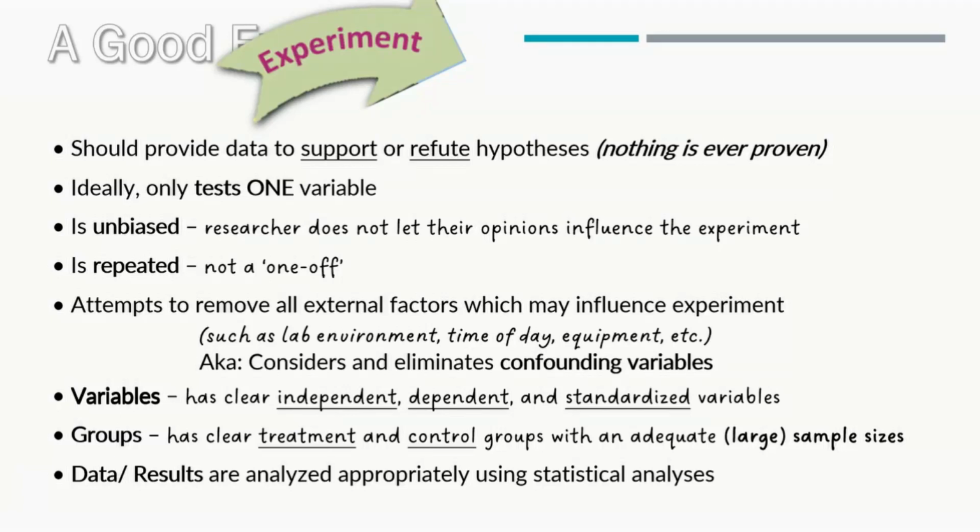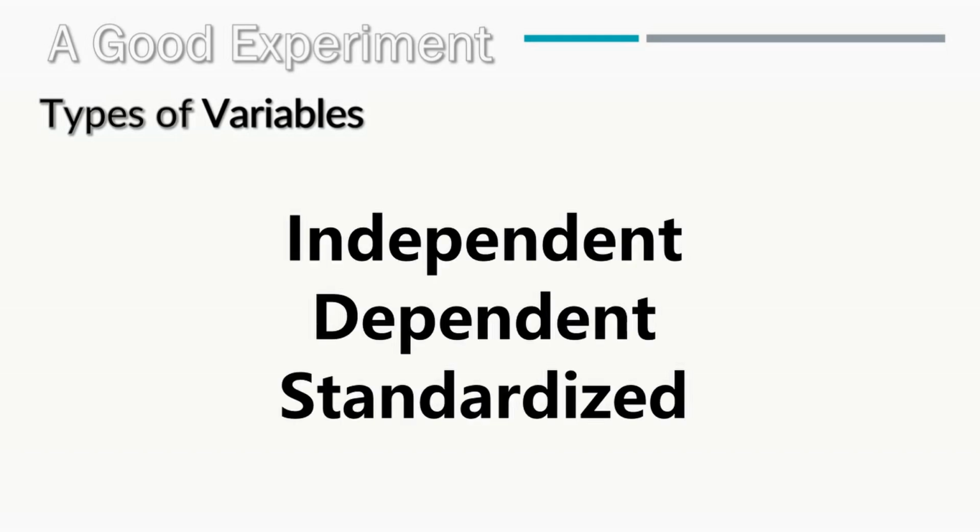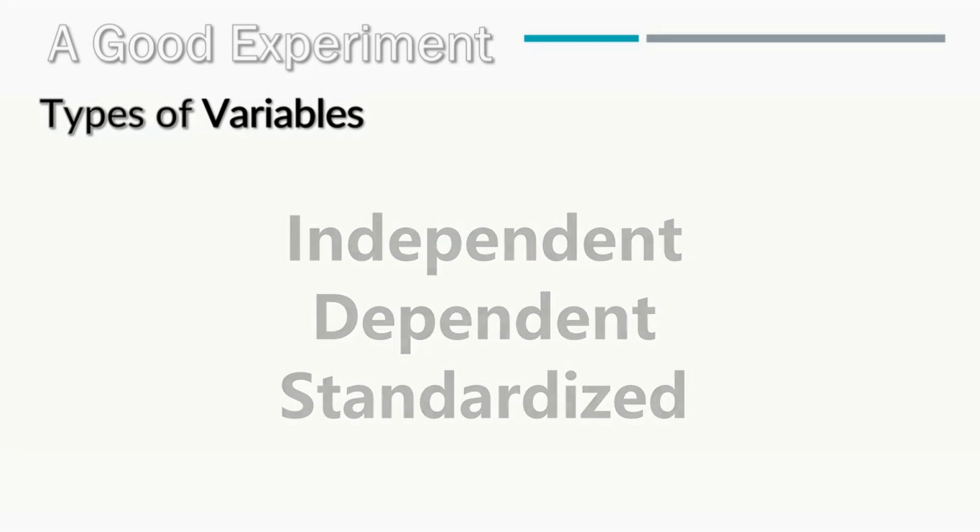So let's start out with types of variables. In a good experiment, there are 3 types of variables. We have our independent, dependent, and standardized variables. Starting with the independent variable.